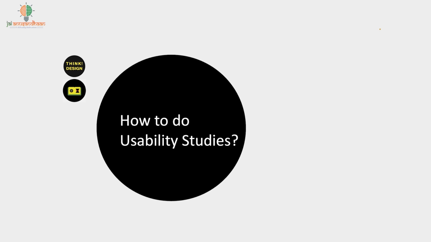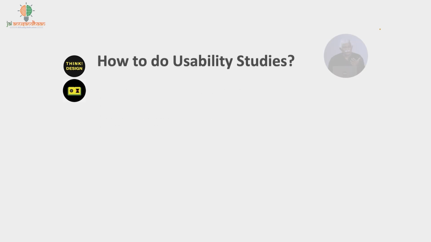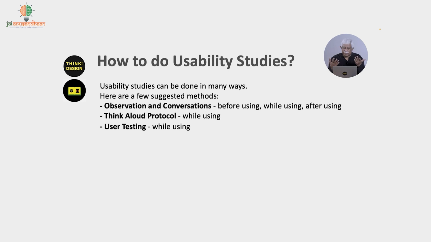Now, how do we do these studies? There are many methods, but we are proposing 3 methods. I think these are very simple and easy methods to do, and they give you great feedback. First is observation along with conversation. It can be done before using the product or the service, or while using it, or after using it also. So at all these stages you can do observation and conversation.